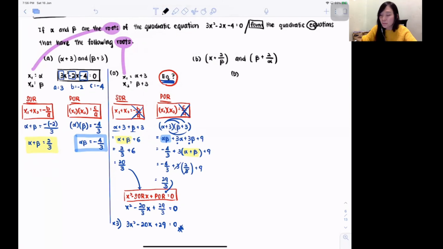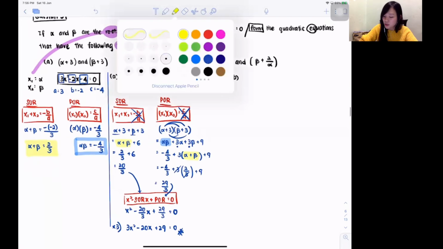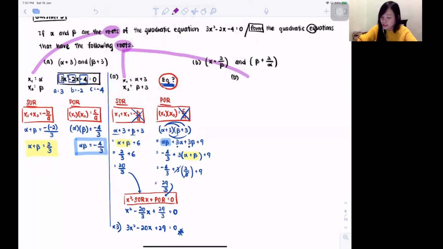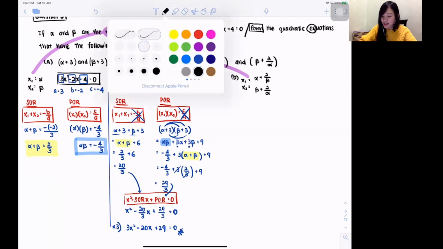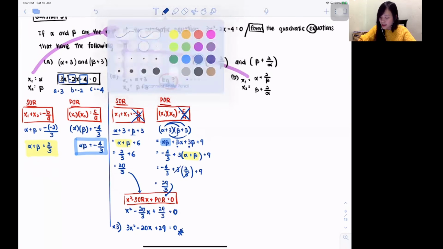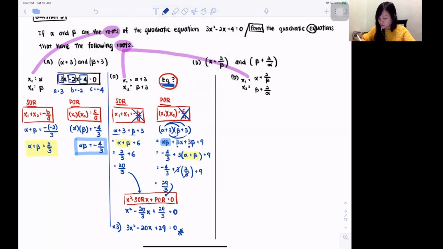Next one. So the B. The B, same thing. It's still the keyword of roots. Just that for A, your roots are alpha plus 3 and beta plus 3. But for B itself, the roots are alpha plus 2 over beta and beta plus 2 over alpha. Again, it can get you confused, so in between them I draw a line. You can see it's like 3 different parts, okay?